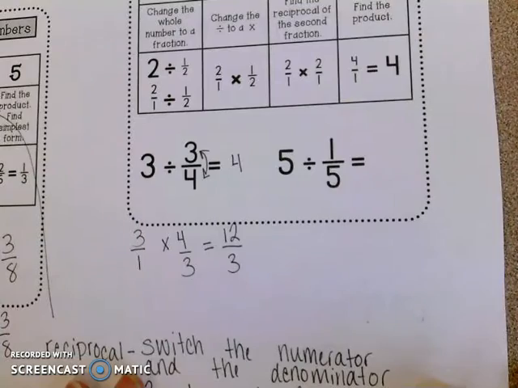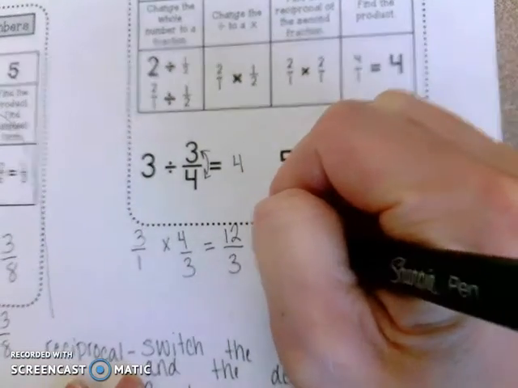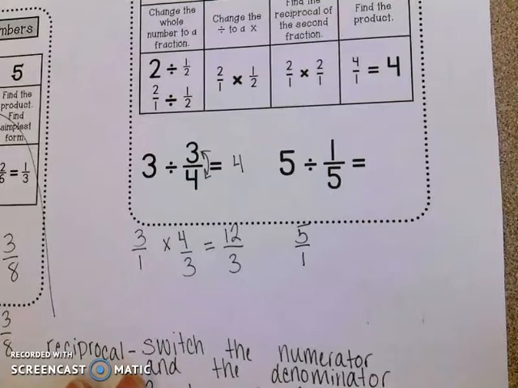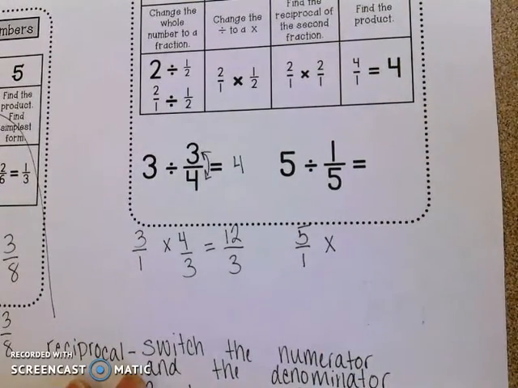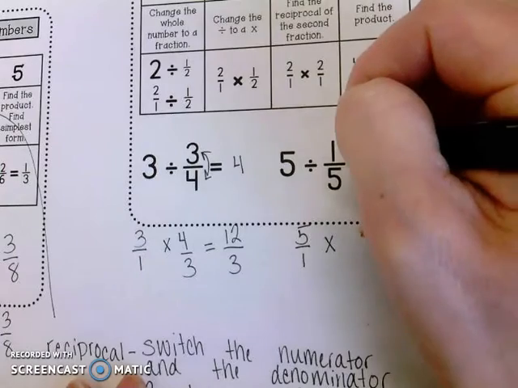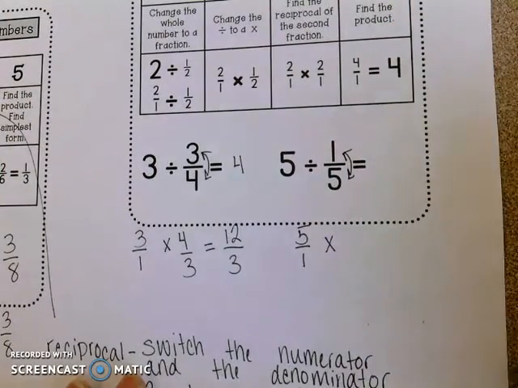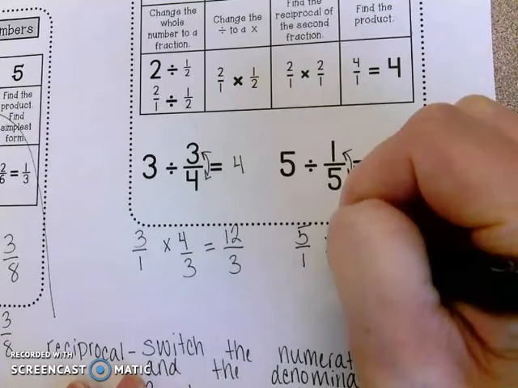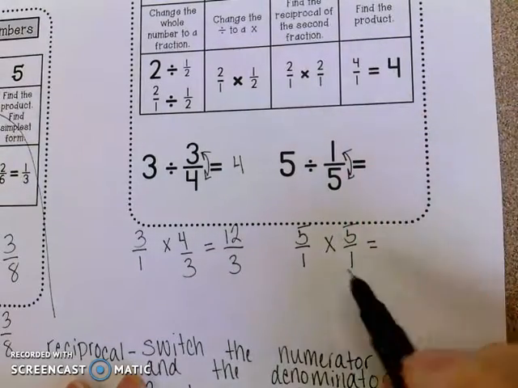So the next one, 5 divided by 1/5. So I'm going to write 5 as 5/1. I'm going to switch this to multiplication. And then that 1/5, I'm going to change that to 5/1. So now I just have 5 times 5.